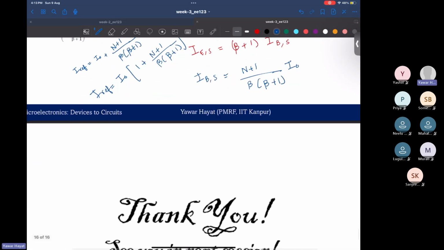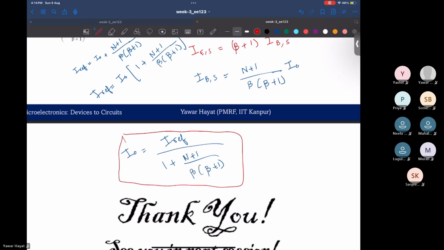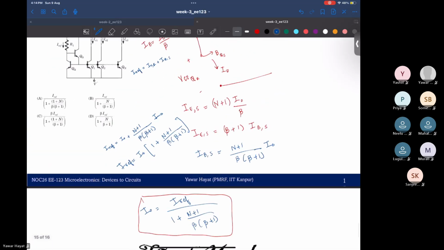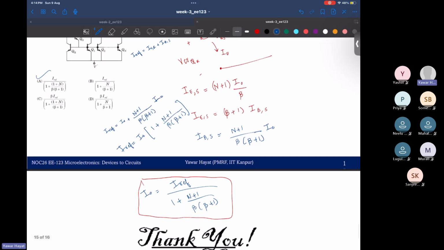Let me utilize the next page. So what is I naught then, in terms of IREF? Simply divide by this ratio, right? It would be IREF divided by 1 plus N plus 1 by beta times beta plus 1. That's your answer, right? Option A is correct, right? Is this clear?